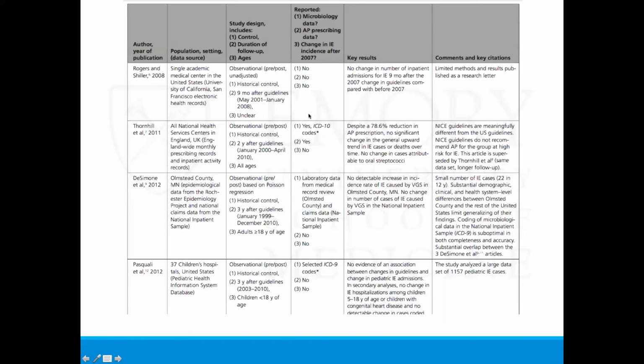So here's just a sample of that large table that they compiled of these different studies. Largely, most of the conclusions were that these changes in 2007 did not lead to an increase in the incidence of Viridans group strep endocarditis. For the most part, there were a couple of studies that did show some conflicting data, and there have been some papers written that criticize their findings here. But for the most part, the evidence seems to point towards that not creating more problems with this type of infective endocarditis.